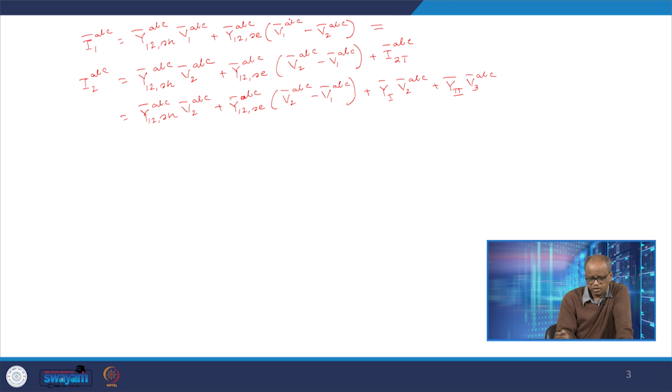So this I can write down as Y12 shunt ABC plus Y12 series ABC into V1 ABC minus Y12 series ABC into V2 ABC. So this is equation 1.